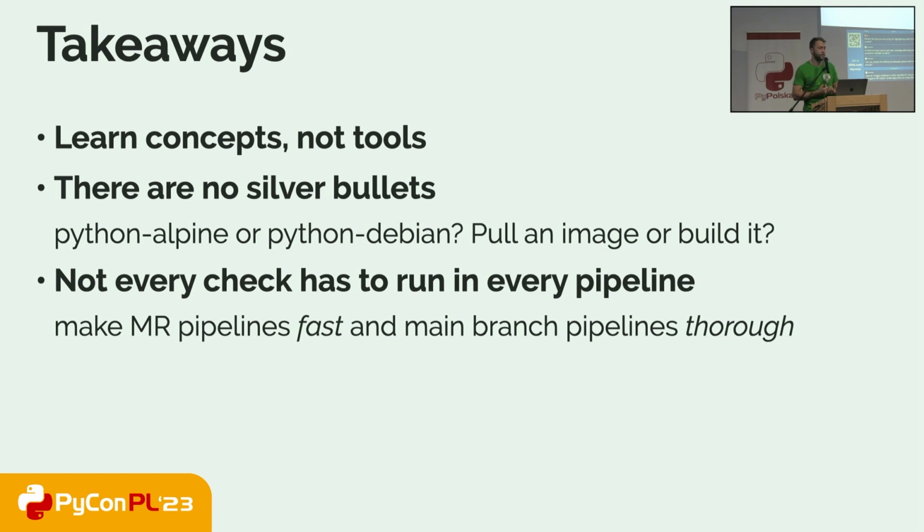Not every check has to run in every pipeline. Some slow jobs can run manually or on the main branches. If there is newer code available, interrupt and stop the old jobs. Try to make your merge request pipelines fast and the main branch pipelines thorough.